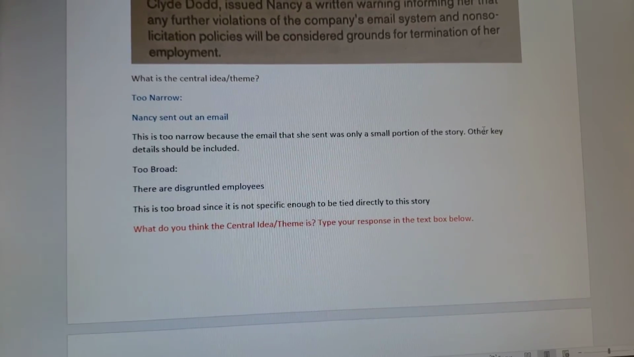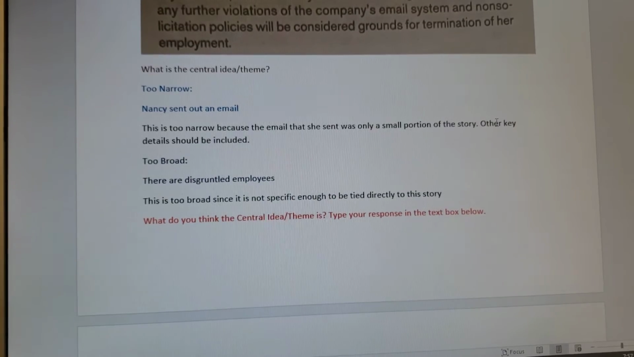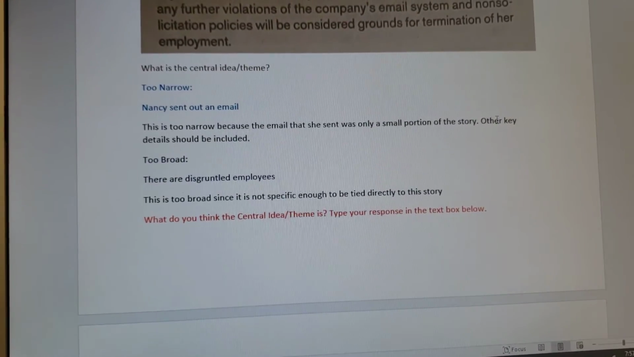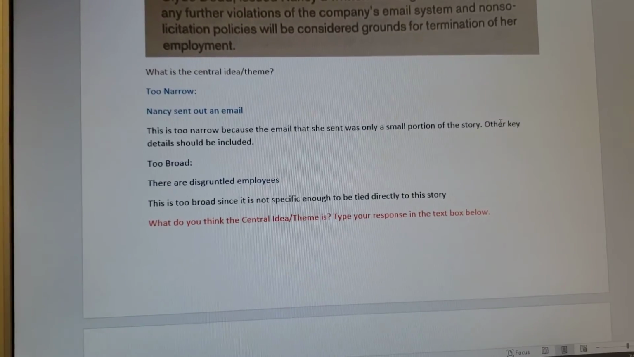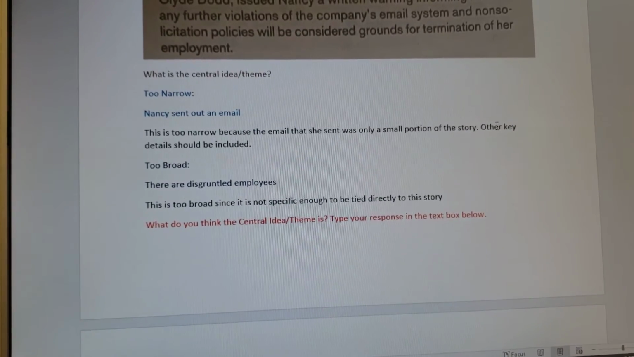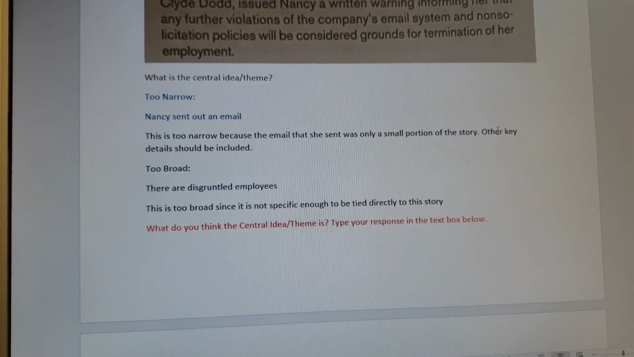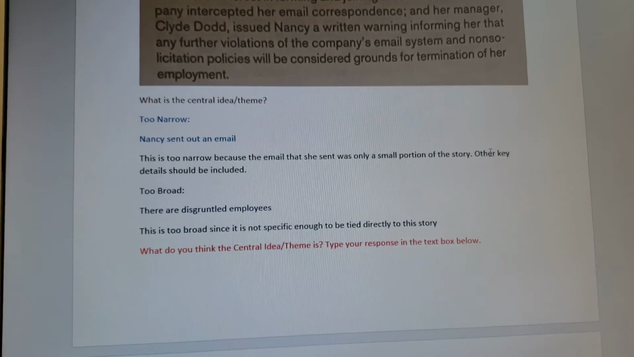So what I want you to think about is, what is the central idea and theme then? Go ahead and type your response in the text box. To get to the text box, there is a blue submit button at the top of this page. You are going to just click that submit button and it should open up a text box, and that is what you are going to use to type your response. So what do you think the central idea or theme is of this little short story? I'll give you a moment to do that.